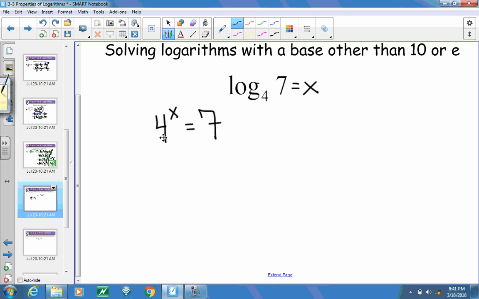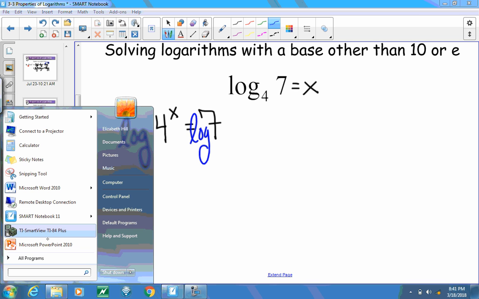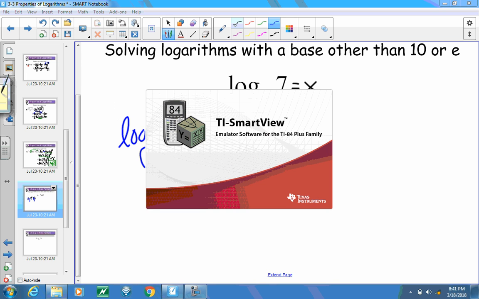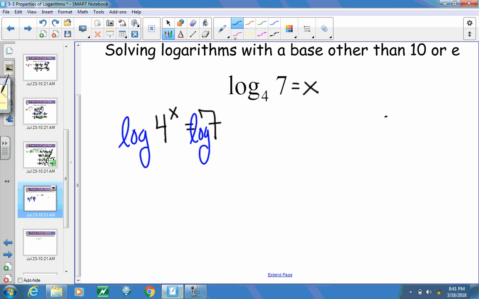Well, if I think about it, I have no idea what 4 to some power is going to equal 7. So what I'm going to do here is take the logarithm of base 10 of both sides. And I'm going to take log base 10 because that's what my calculator calculates. I also could do log base e if I wanted to do that. So I could go ahead and do the natural log as well. I'm just going to get my calculator up and moving here.